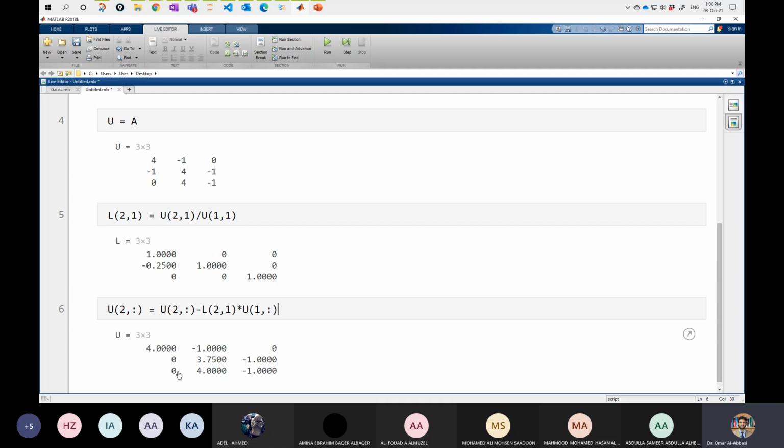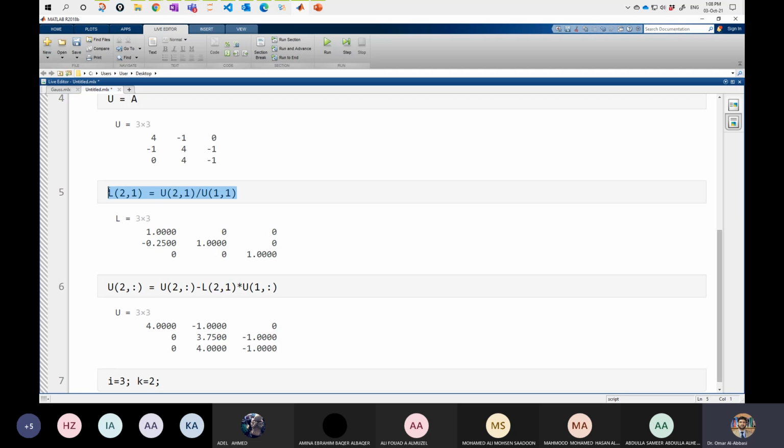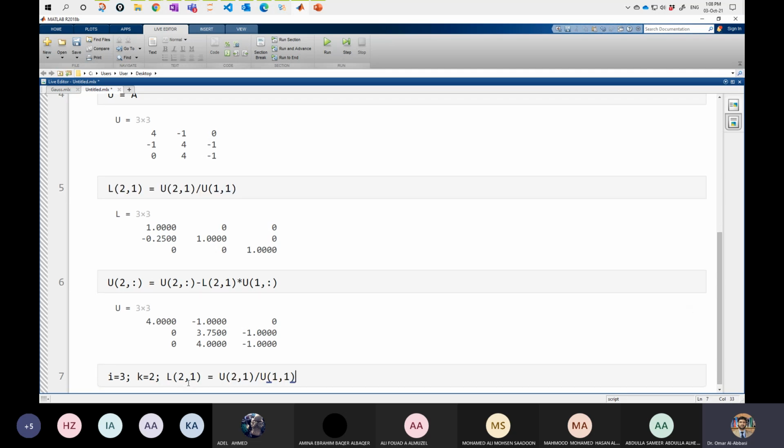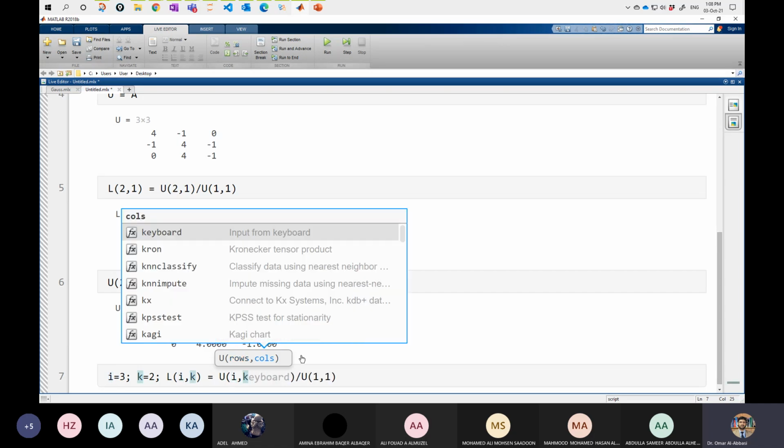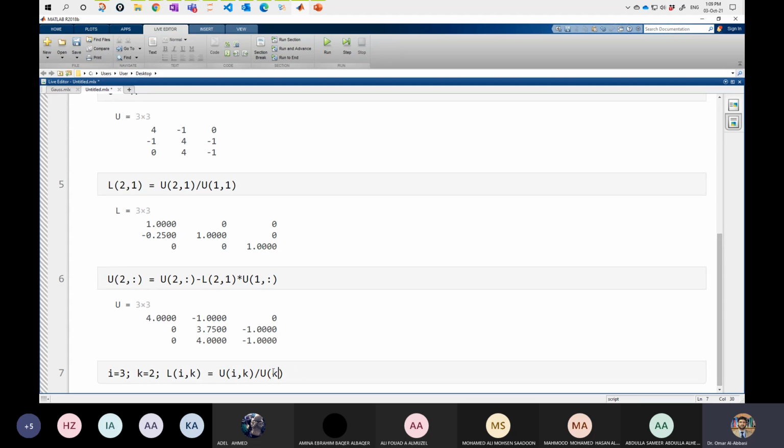Okay? Can I automate the process? Sort of. Can I kind of automate this process? I will define R equal to now 3 because I'm going to the third line. K equal to the second pivot, right? And let me just go ahead and copy this stuff over there, and I will replace it by I and K. Right, and that will be replaced by K comma K, right?